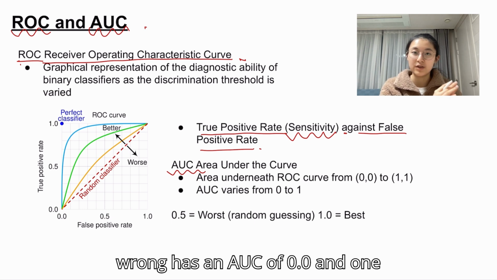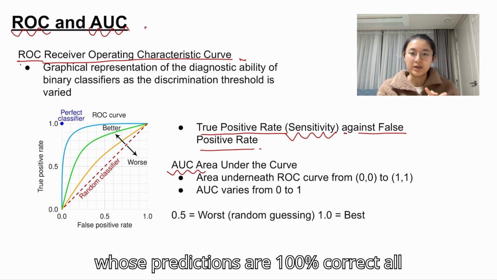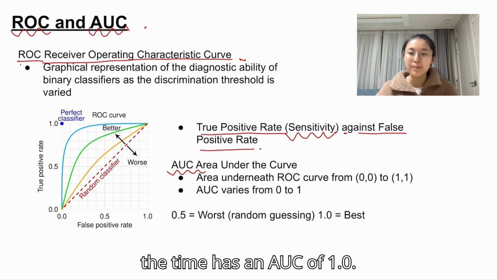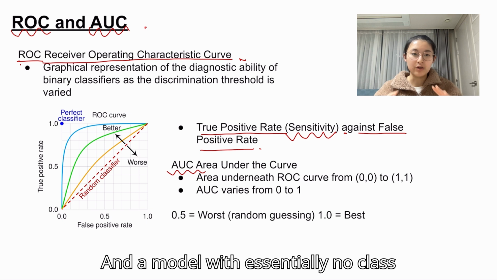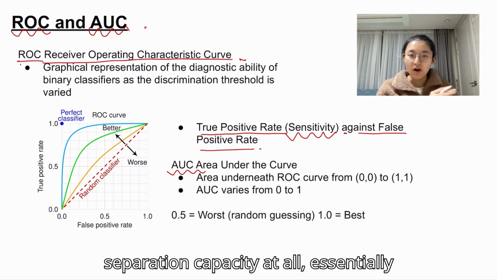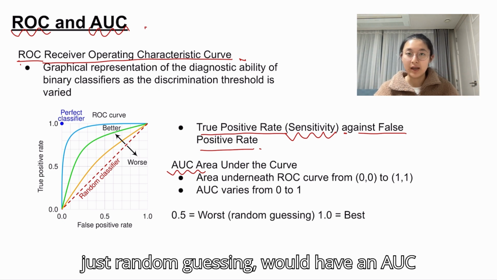And essentially, the AUC value can range from 0 to 1, wherein a model whose predictions are 100% wrong has an AUC of 0.0. And one whose predictions are 100% correct all the time has an AUC of 1.0. And a model with essentially no class separation capacity at all, just random guessing, would have an AUC of 0.5.